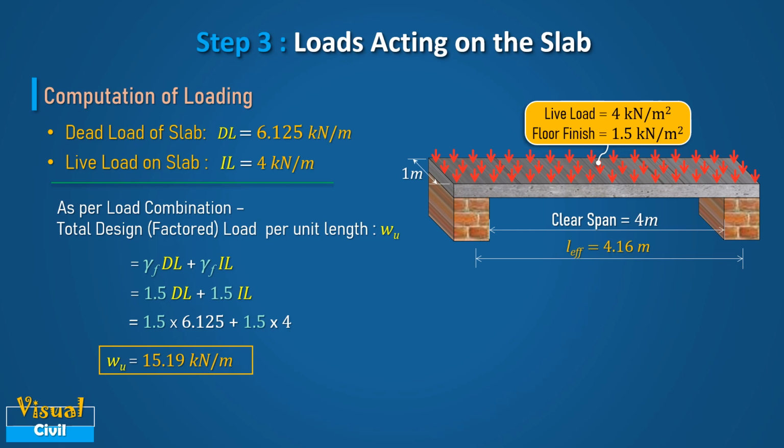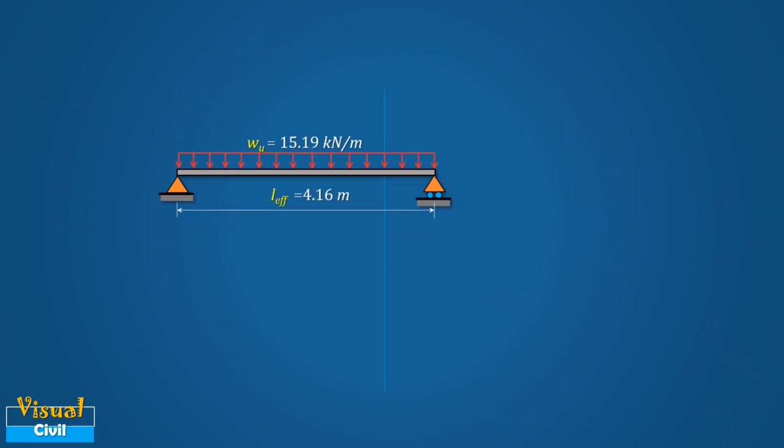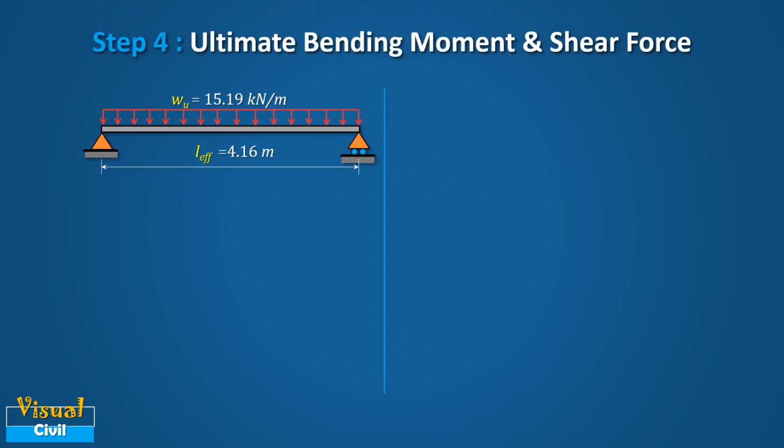This way, we get the analytical model of the simply supported slab, as shown in Figure 1, to calculate bending moment and shear force. In step 4, we will do the computation of the ultimate bending moment and ultimate shear force due to design load. We will also calculate the limiting ultimate moment of resistance of the initially assumed cross section of the slab.